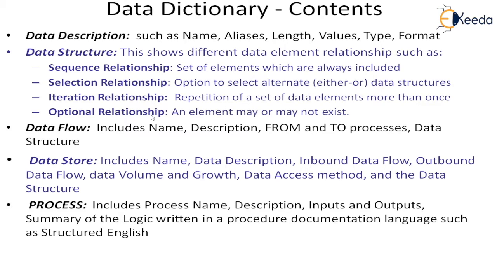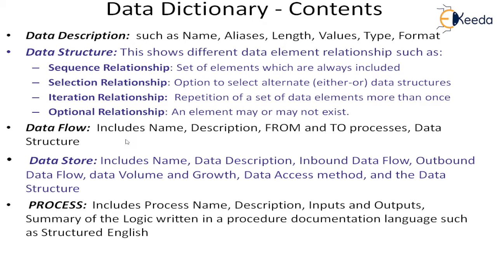And then there can be an optional relationship. That means the element may exist or may not exist. Under certain circumstances it will exist, and under certain other circumstances it will not exist. It is not that it is always absent; it is sometimes present and sometimes absent. That is called an optional relationship. It is just the opposite of sequence, where the element is always included, while this is optional.